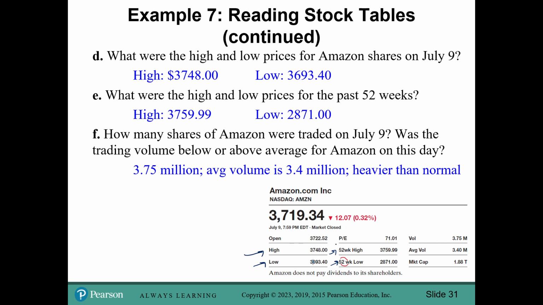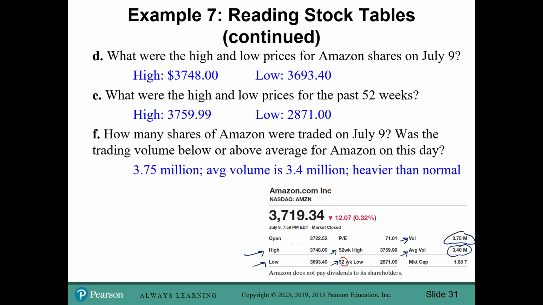We can find them. If asked how many shares of Amazon were traded on July 9th, was the trading volume below or above average for Amazon on this day? Okay, so for this day, we're looking at the volume. The volume done on this day was 3.75 million. The average volume is 3.40 million. So on this day, we could tell that this day we did 3.75.